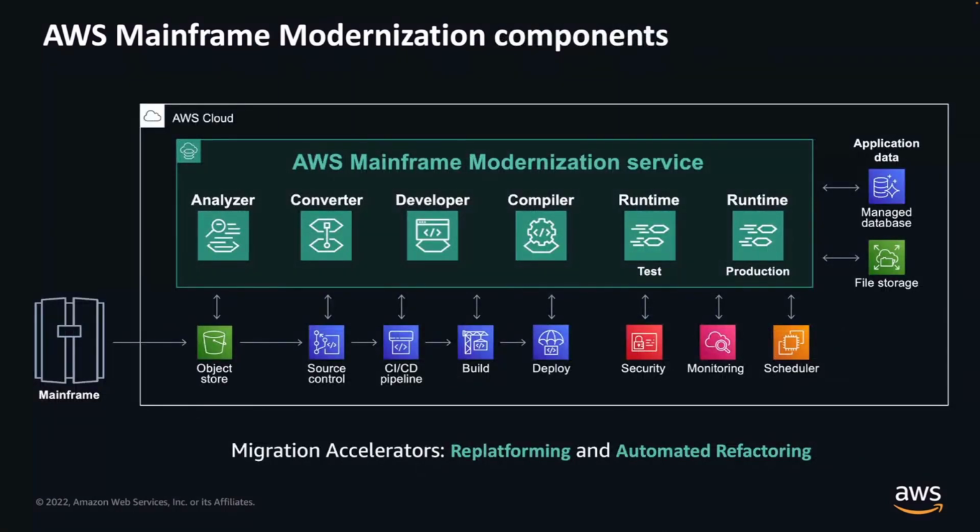Here are some of the components within AWS Mainframe Modernization Service. The foundational components are analyzer, converter, developer, compiler, and the runtime. And the runtime can be either test or production. Apart from these foundational components, we use other services to store data, to build the DevOps pipeline, or for security, or scheduler, and stuff like that.